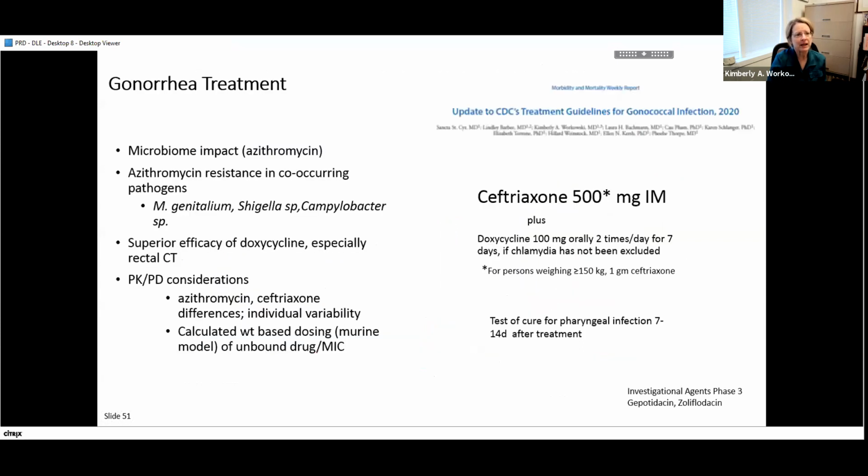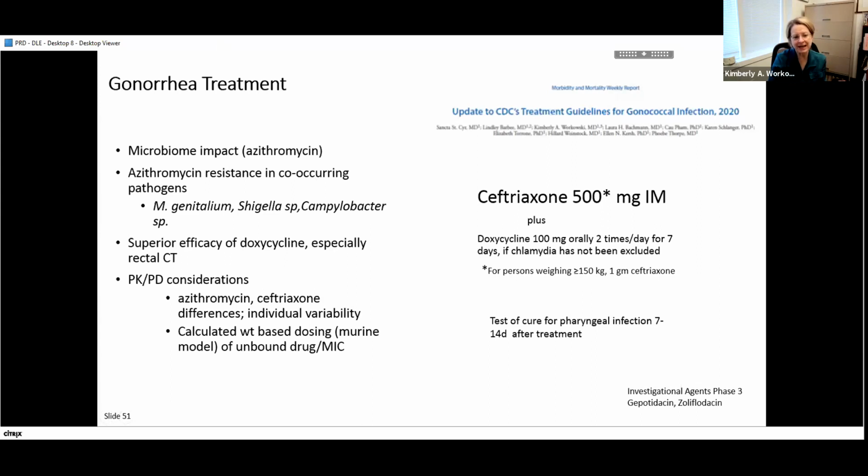Because of that, because of the data we just saw, because of the impact on the microbiome, which I'll talk about in a second regarding Mycoplasma genitalium, the increased amount of azithromycin resistance in co-occurring enteric pathogens, the superior efficacy I just showed you of doxy for rectal CT, and looking really granularly at the PK/PD, showing differences in the pharmacokinetics of the way these drugs work, the recommendations were made to increase the dose of ceftriaxone, not use azithromycin, and only use doxycycline for instances where chlamydia has not been ruled out.